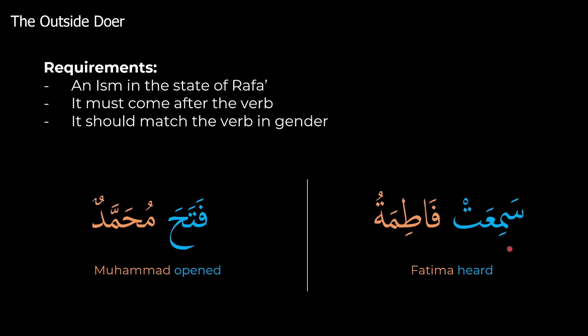Same thing here. Samiyat Fatimatu. So we have the fi'l, which is Samiyat, and Fatimatu, which is the outside doer. It's an ism in a state of rafa, because you can tell by the dhamma right here. It comes right after the verb, and it matches the verb in gender as both of them are feminine. This becomes Fatima heard.